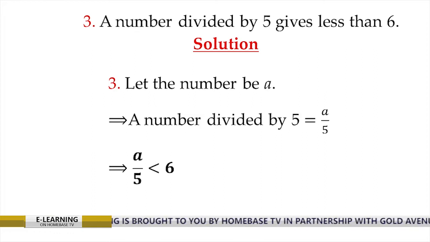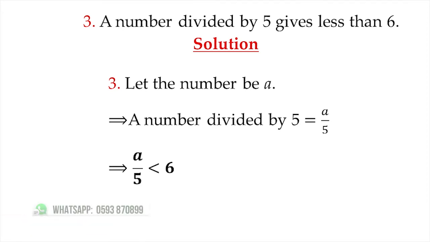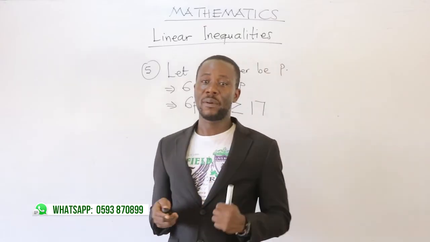Number 3. A number divided by 5 gives less than 6. What is the number? I chose the variable a to represent the number. So a number divided by 5 is the same as a over 5, or a divided by 5, as you can see on the screen. So this implies a over 5, then introduce a less than sign, then the number 6. So a over 5 less than 6. That's the mathematical sentence for that word problem. Hope you got that one correct.